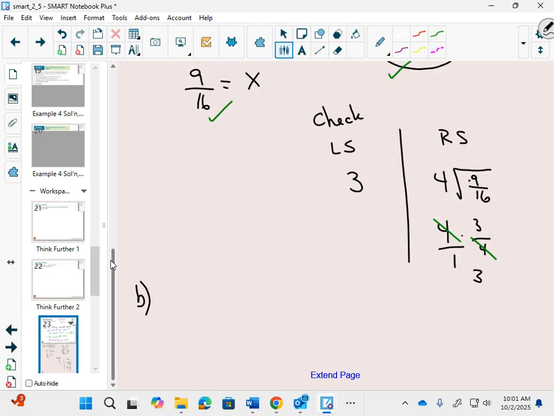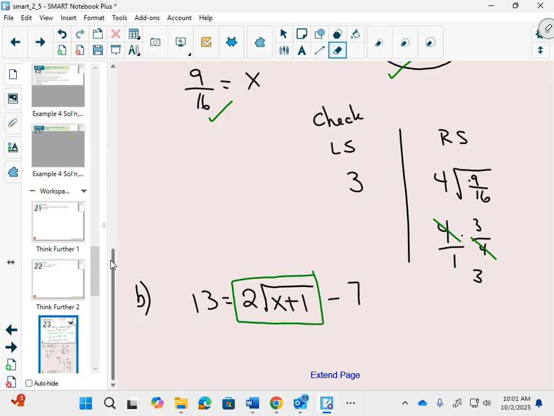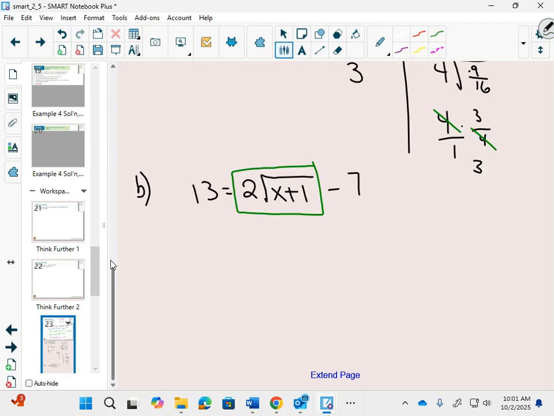Part B. 13 equals 2 root x plus 1, minus 7. Here is my mixed radical. I cannot square both sides right now to get rid of it because it is not by itself. So first of all, I'm going to have to combine the like terms. You can see you can add 7 to the other side. Adding 7 to the other side will be 20.